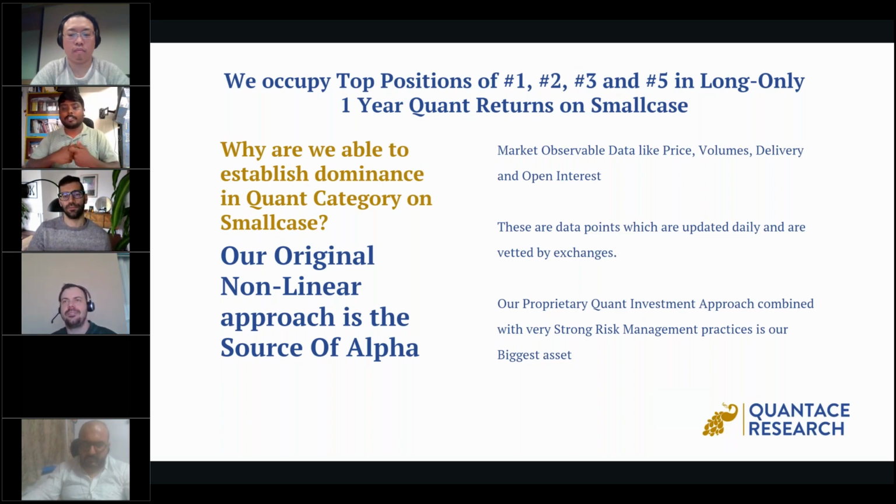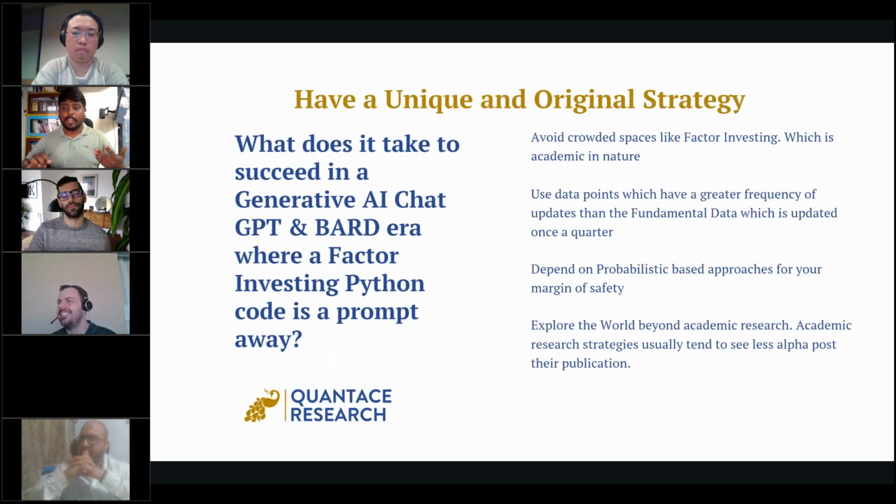And one more thing is that having a proprietary approach helps you win big. It is difficult. It took me 200 failed experiments, but when you strike it, you strike big. This is really important in an era of generative AI like ChatGPT and Bard, where you can literally create factor investing Python code using a prompt. It is just 2 to 3 prompts away. And this is the problem.